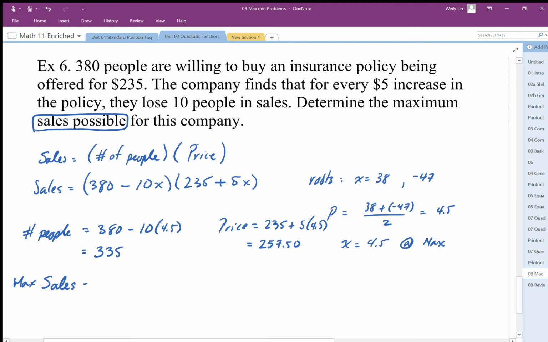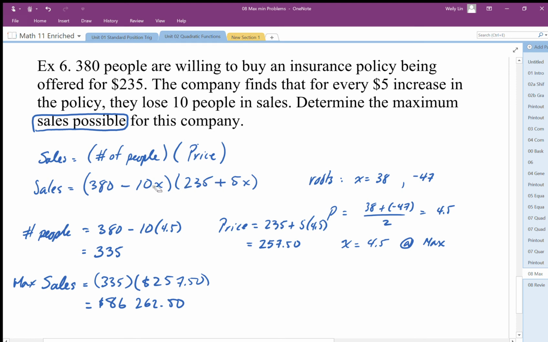Max sales is going to be 335 people times $257.50. And that gives me a total sales of $86,262.50. Okay, so what I've done here is, again, the key thing is coming up with the calculation for the quantity we're maximizing.